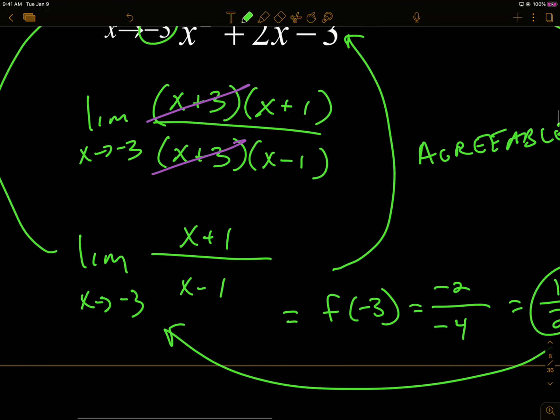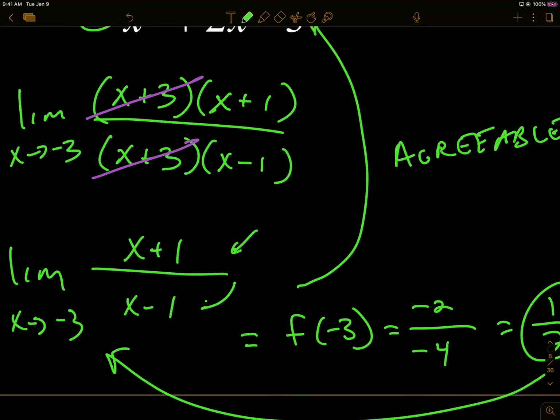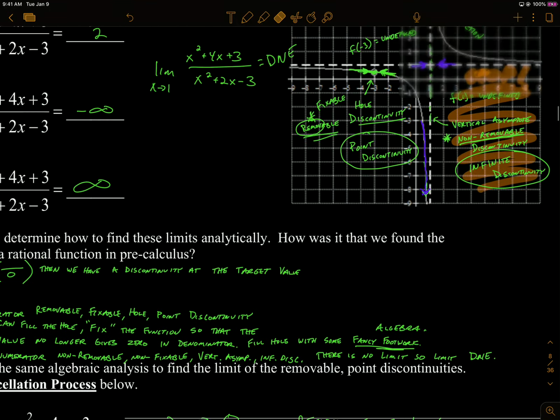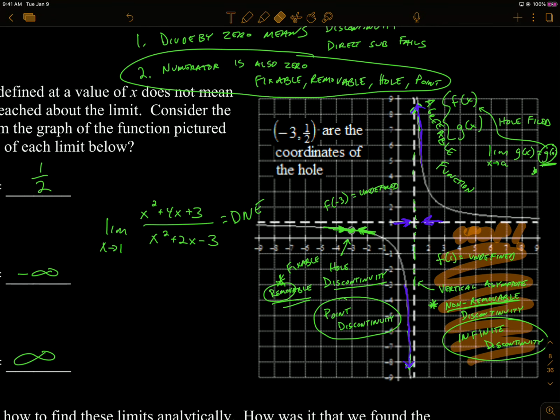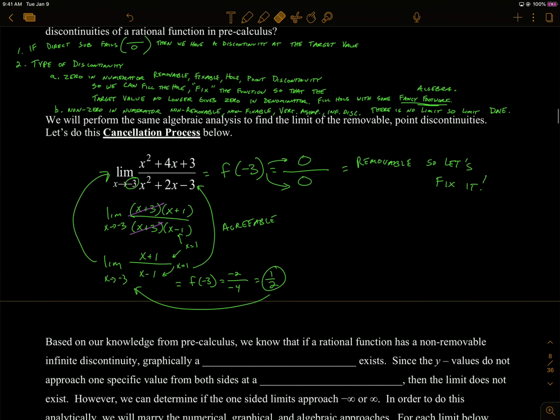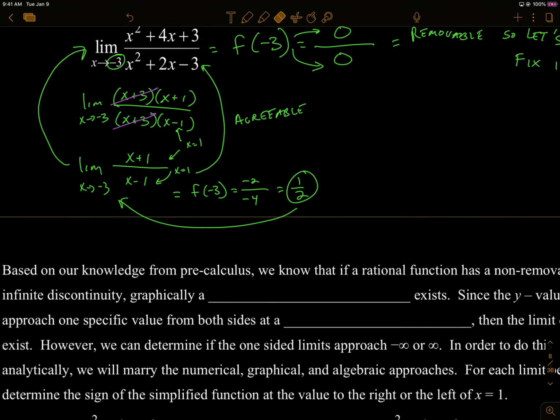So notice this no longer has a discontinuity at -3. We filled the hole, but it still has a discontinuity at x equals 1. It did originally, and it still does. That's because I cannot cross this out with that, right? So it's non-removable, which means, yeah, we knew that. Remember on the graph, at x equals 1, there was a non-removable discontinuity. I can't fix it. There's just nothing I can do about it, all right?